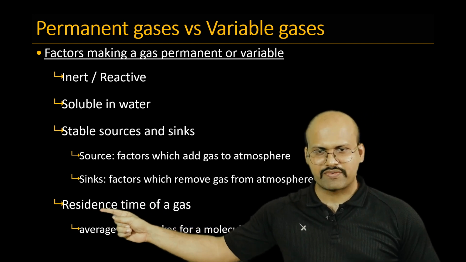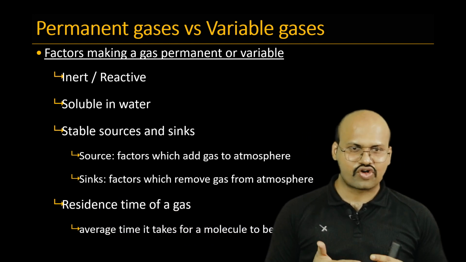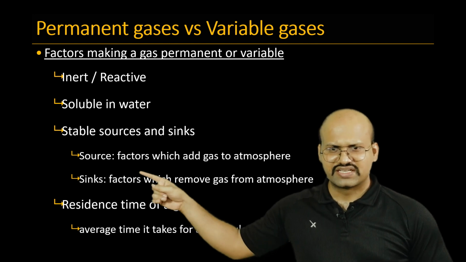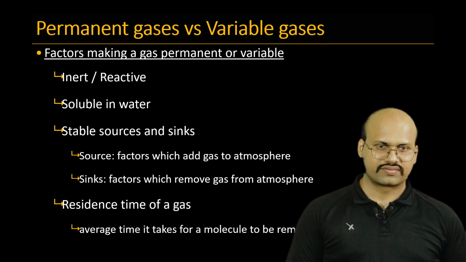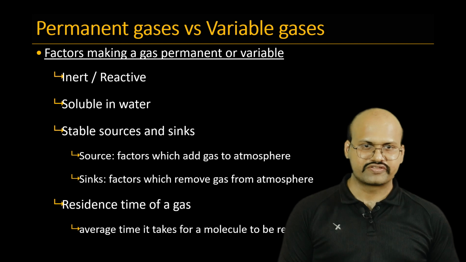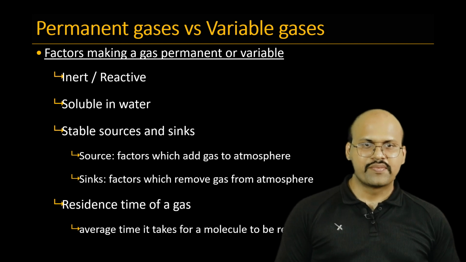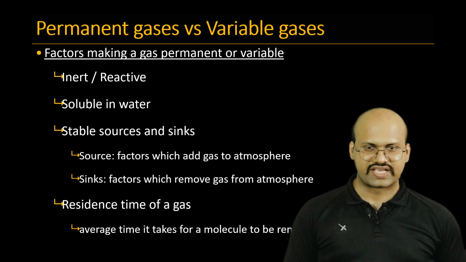Then the residence time of a gas. For a gas to have a constant concentration, its residence time should be very long. If its residence time in our atmosphere is less, then there will be fluctuations in the concentration of these gases.